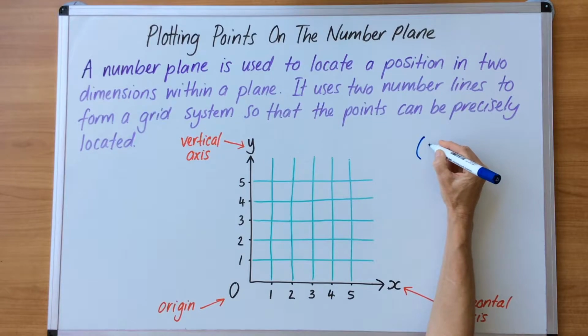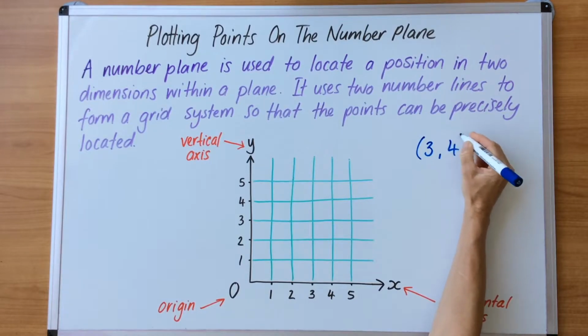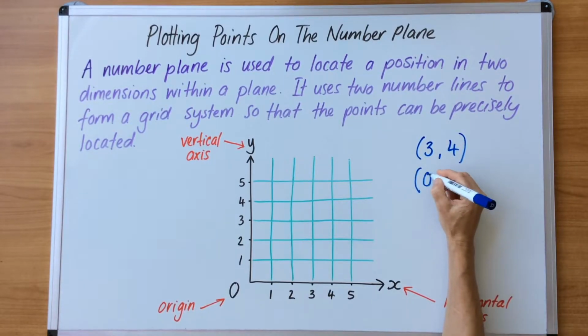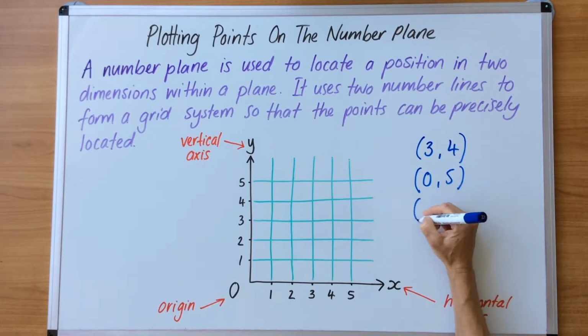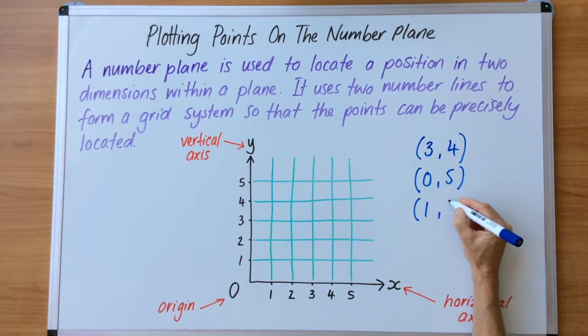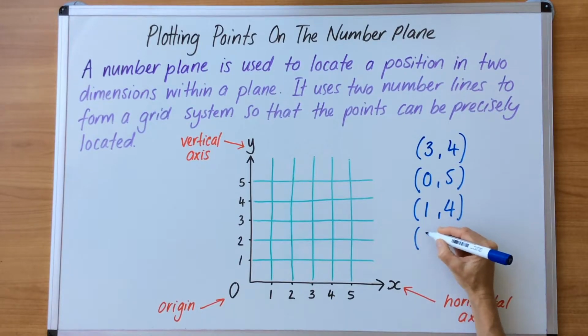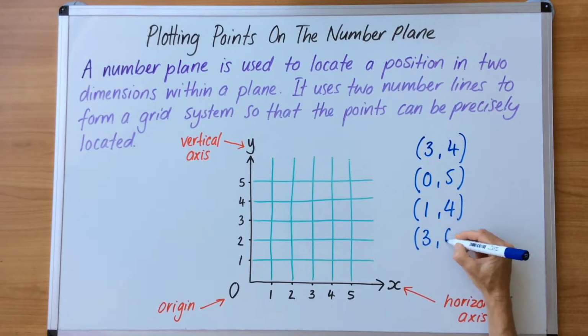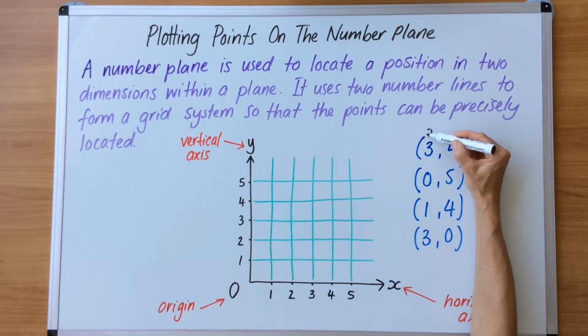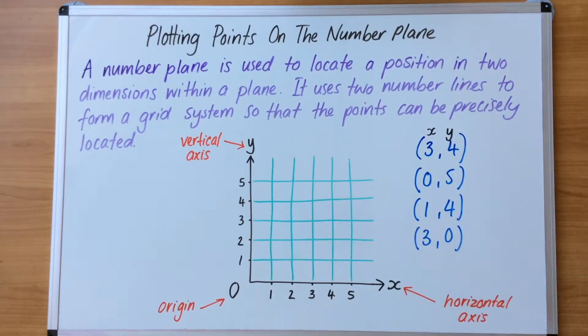So bracket, I'm going to pick some numbers and we're going to find these on the number plane here. (3, 4), (0, 5), (1, 4), and we'll do one more, (3, 0). What you need to understand is that these numbers are in order for a reason. This is the x-axis and this is the y-axis. So when we plot on the number plane, we always crawl before we walk. That means we crawl along here on the x-axis, then we stand up and we walk up to y.